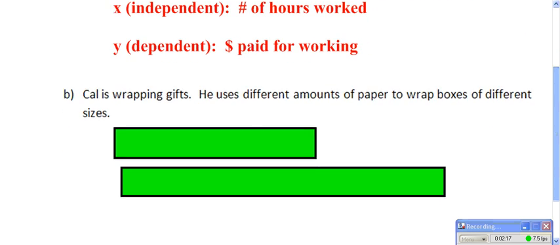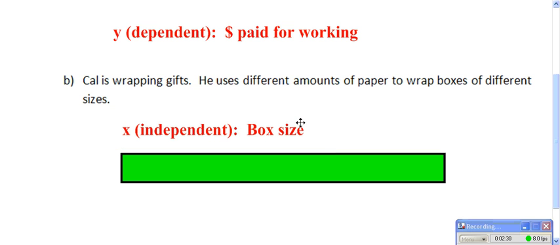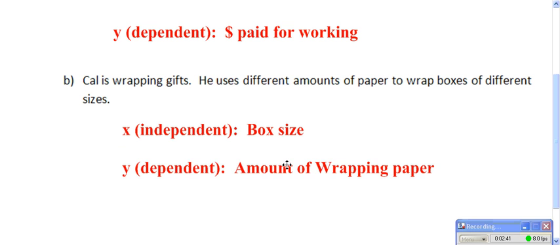Example 2, Cal is wrapping gifts. He uses different amounts of paper to wrap boxes for different sizes. Again, what we can control here, the independent variable, your x value, is the box size. This is what we would have control over. The bigger the box, the smaller the box, well, that's going to hinge on your dependent variable, which is the amount of wrapping paper we'd use for the size of that box. So x independent, box size, y dependent, the amount of wrapping paper used. Obviously, the bigger the box, the more wrapping paper.